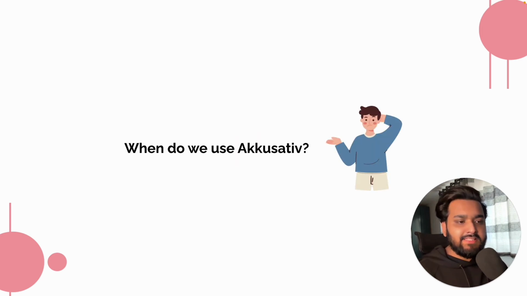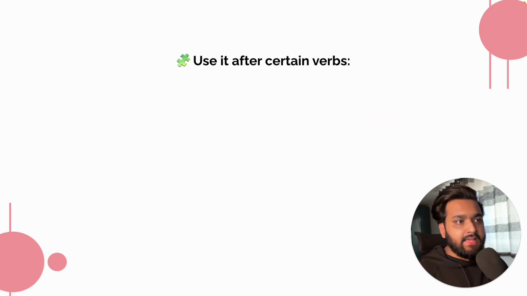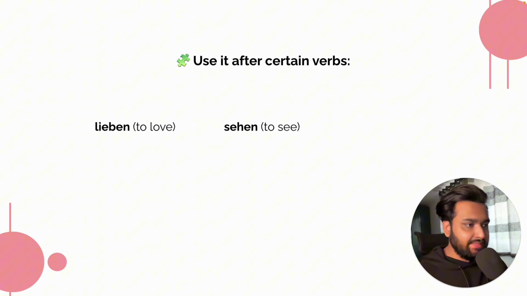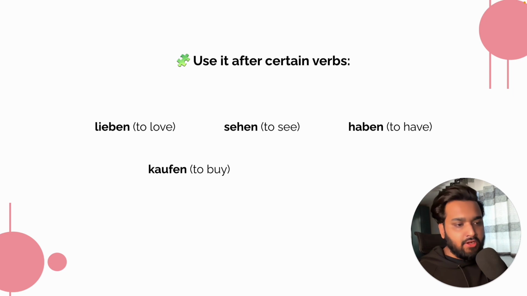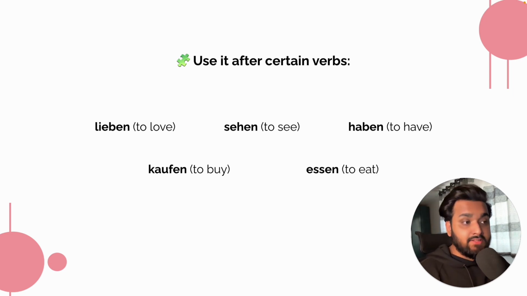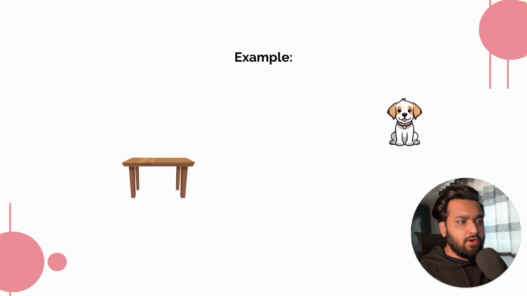So now the question is, when do we use accusative? Use it after certain verbs like lieben, sehen, haben, kaufen, essen. These are not the only accusative verbs. There are tons of accusative verbs. You can find a list of accusative verbs down below in the description. For now, let's understand the use cases of accusative.